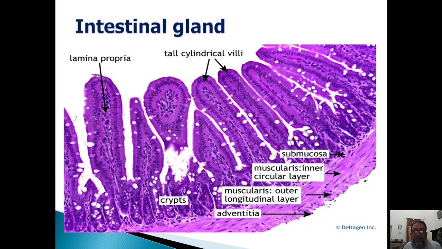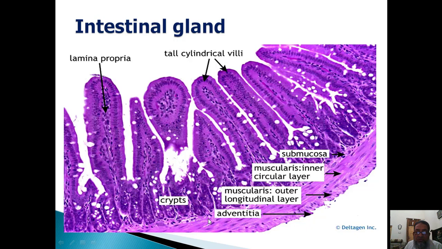Now this is the actual stain of the intestinal gland. Look at the picture. These are the intestinal villi having a lamina propria core with surface epithelium, simple columnar epithelium with microvilli. Goblet cells are there, and these are the crypts of Lieberkühn. These are multiple simple tubular glands. They pour their secretion within the depth of the intestinal villi.